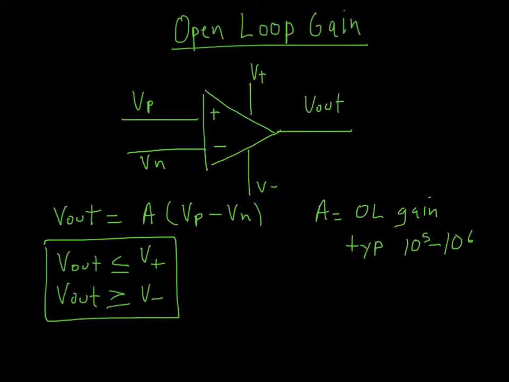Alright, so why do we care about open loop gain? Well, basically we want this gain to be big because we're going to feed back a portion of it into the negative terminal to actually kill the gain. Alright, why the heck would you want to do that?